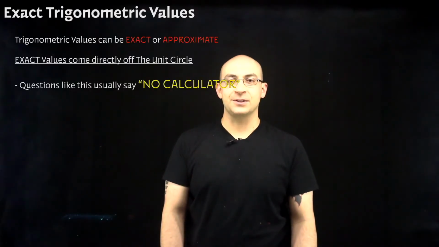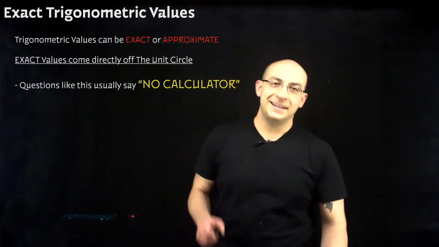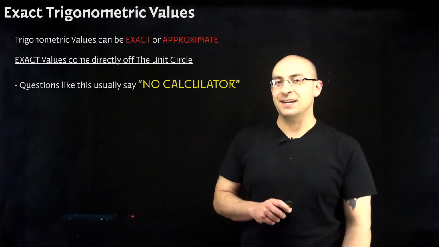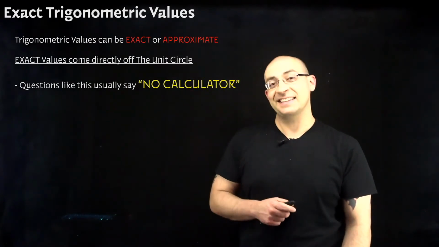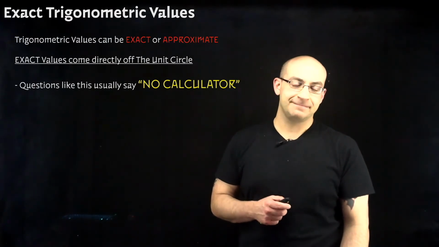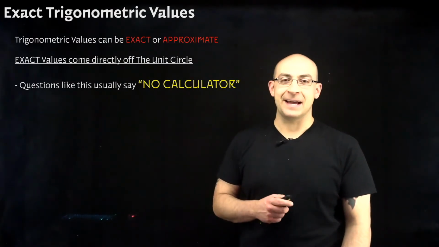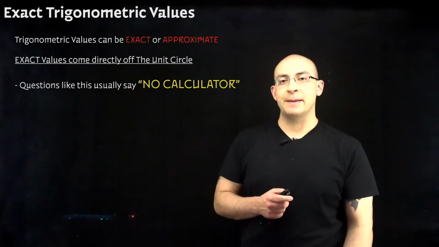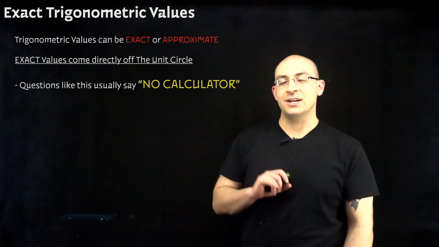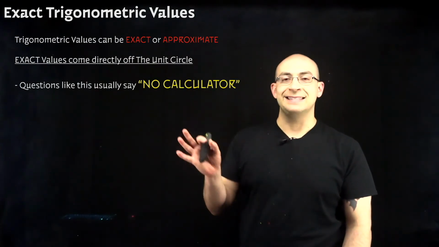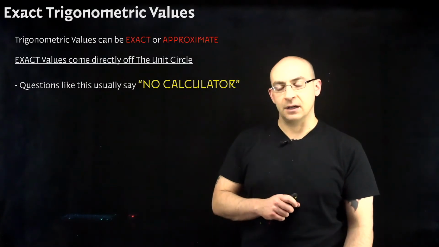So the scary part about this is questions like this typically say no calculator. Big, like that. Bold. Probably in yellow. Maybe not yellow, but big like that. Because you're not really supposed to use a calculator for this, because you should be able to use either your memorization of the unit circle, special right triangles, or just your identification methodology of the unit circle.